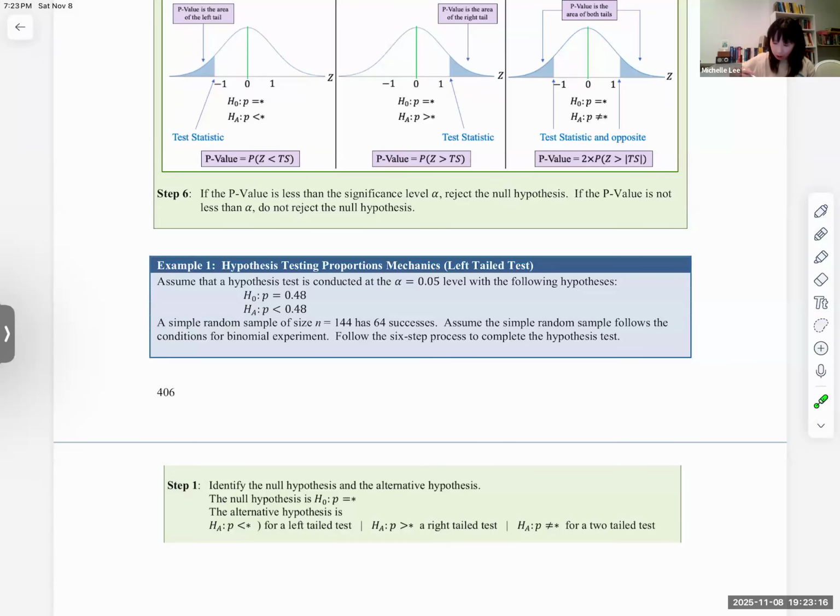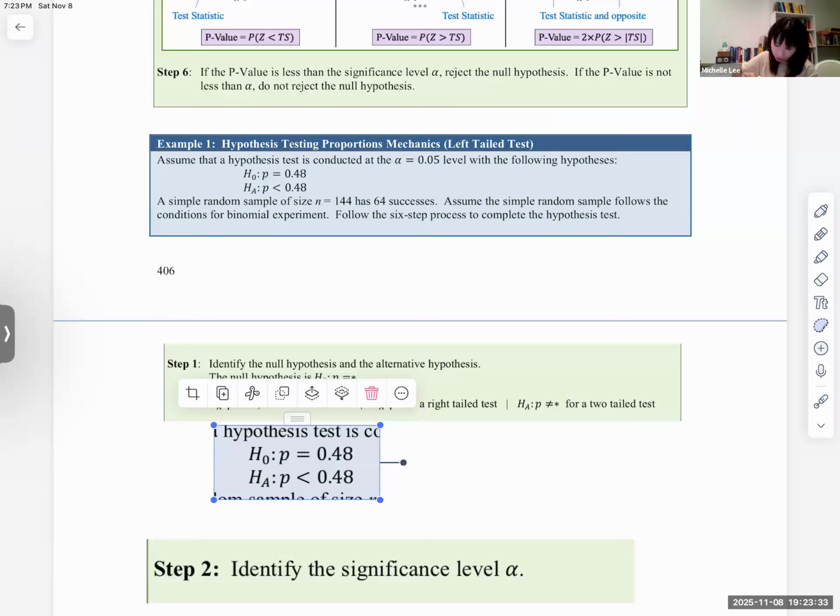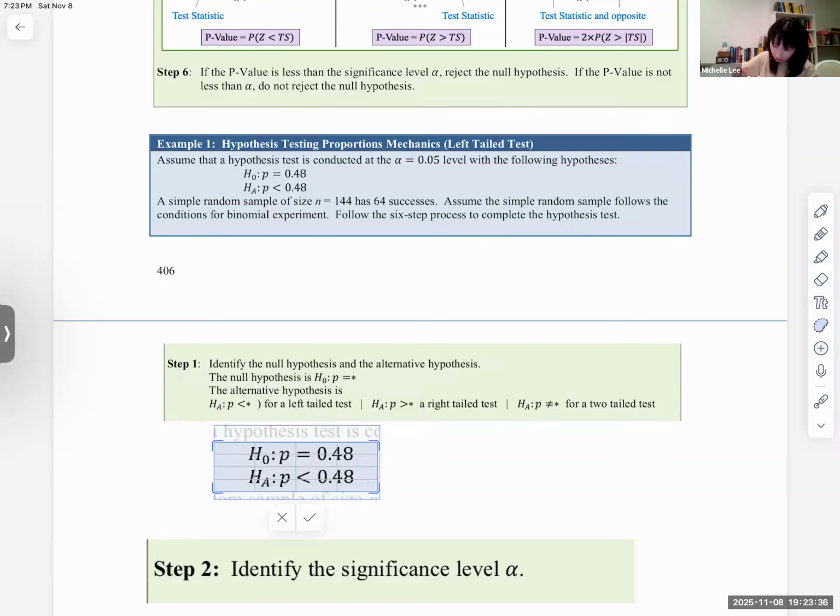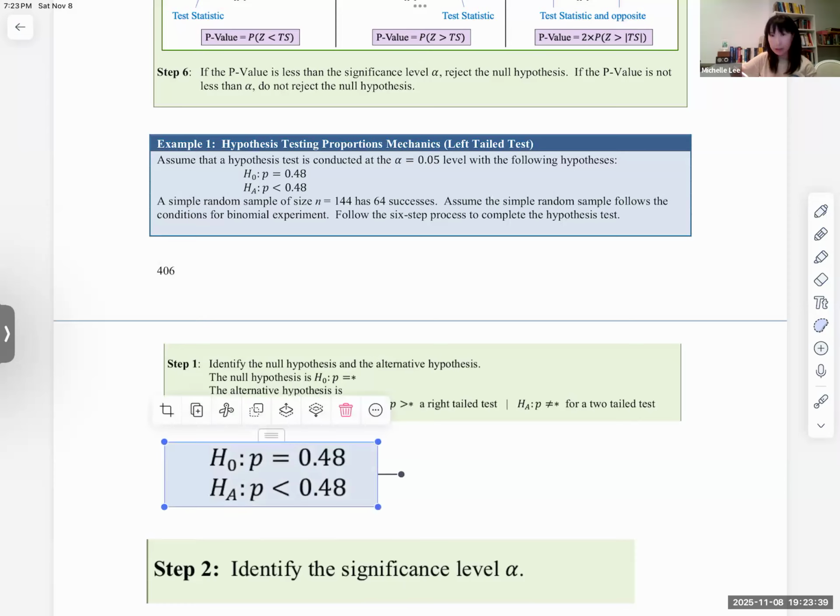Step one, we identify the null and alternative hypotheses. Just copy and paste. Then we need to determine whether it's left tail, right tail, or two tail. What do you think? This inequality points to the left side, so it's a left tail test. That's how I remember it.